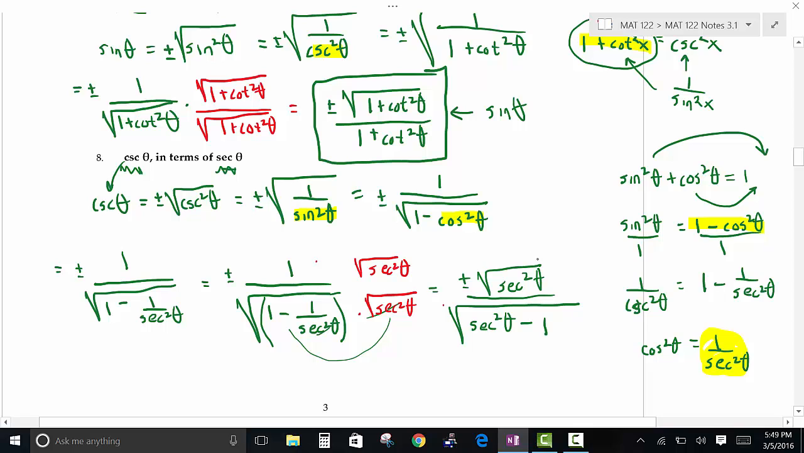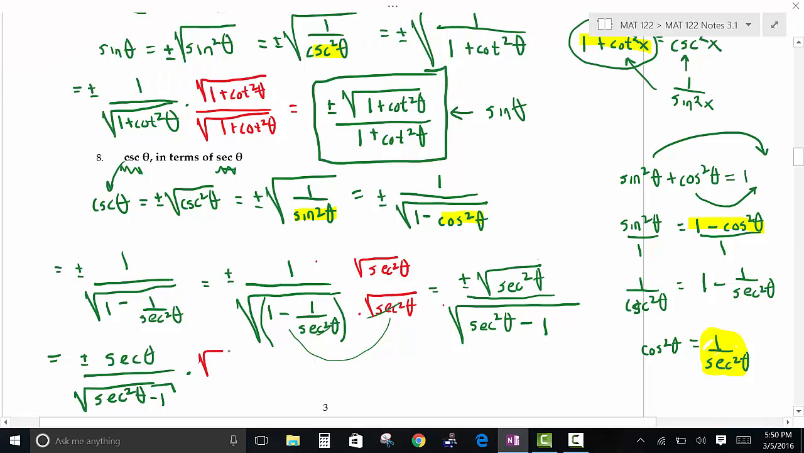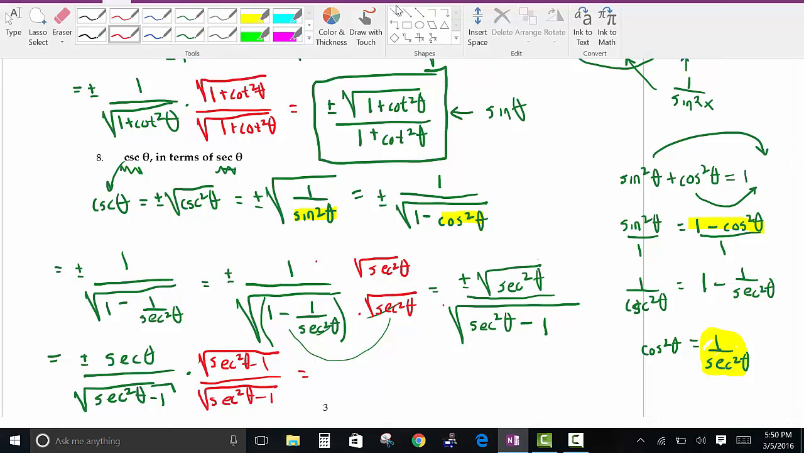So now really, we could just get this answer. We'd have plus or minus secant theta all over the square root of the secant squared theta minus 1, and then that just leaves me with rationalizing the denominator. Okay, so let's go ahead and rationalize the denominator, then we'll have a good simplified answer to the problem. So I'm going to multiply by the square root of secant squared theta minus 1 to the top and bottom. And then that way I'll have a rationalized denominator, then I'll have a good answer to this problem then.